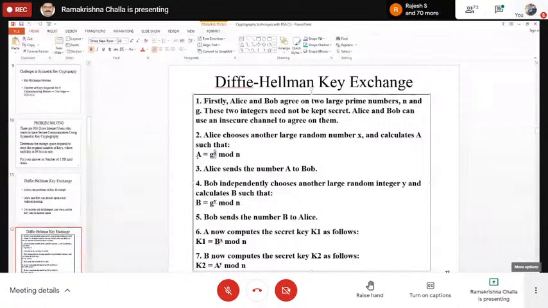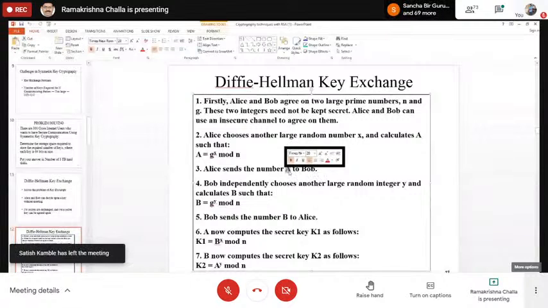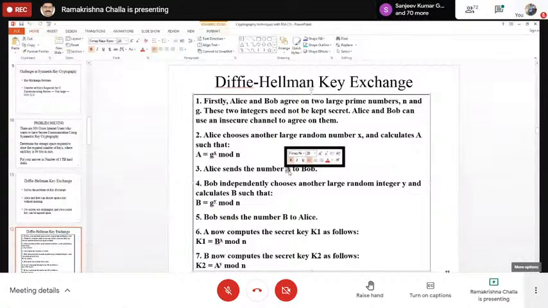So A is G to the power of X mod N, in which N and G are public and X is private to Alice only, which is secret. Whatever number comes after solving this equation, Alice sends that number A to Bob, the receiver, right? And again, this A value is transmitted on an insecure channel, so it is received by Bob and also by any hacker in between Alice and Bob. So Alice has N and G, Alice has X, which is secret, and Alice has A also.